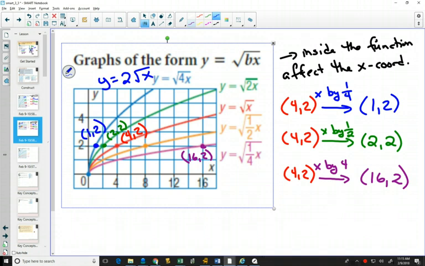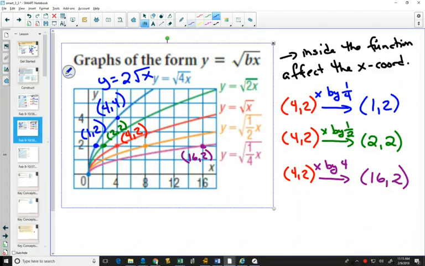So had we thought of it as a vertical stretch, what would happen to the point 4, 2? You would multiply the y coordinate by 2. And if I took the point 4 comma 2 and multiplied the y coordinate by 2, I would get the point 4 comma 4. And sure enough, that point is on our graph as well.